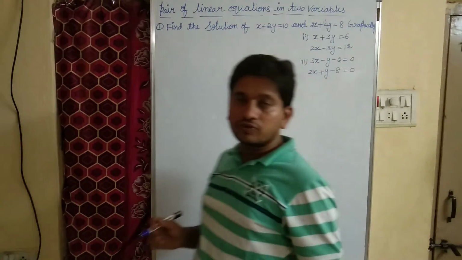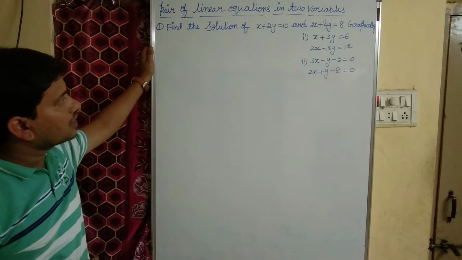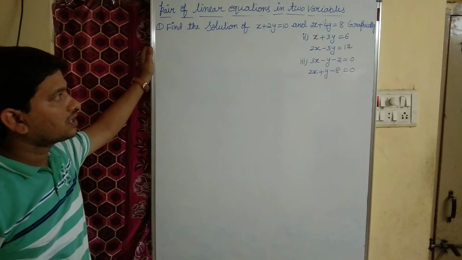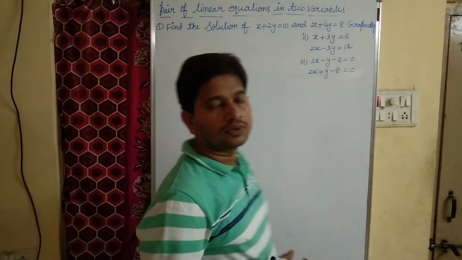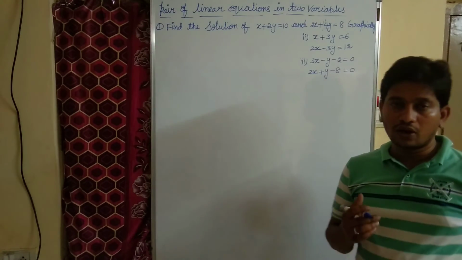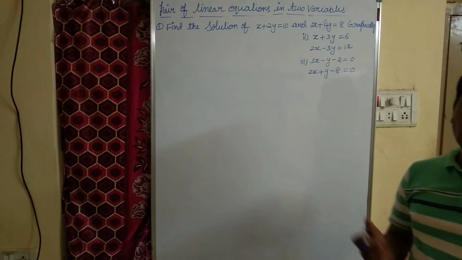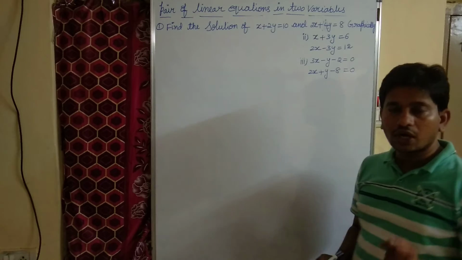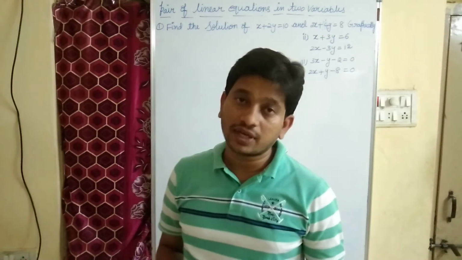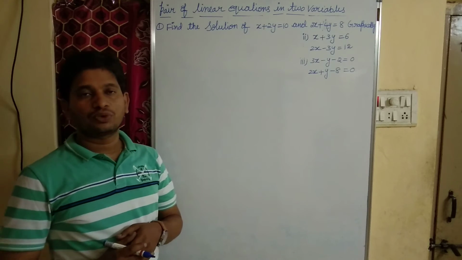Now coming to one more important topic: find the solution of x plus 2y equal to 10 and 2x plus 4y equal to 8 graphically. We have two types of methods. One is the algebraic method. In the algebraic method, we have the substitution method and the elimination method. And the second one is the graphical method. We need to solve the given system of equations graphically. And this is the most important question they will ask in public examination questions, right?